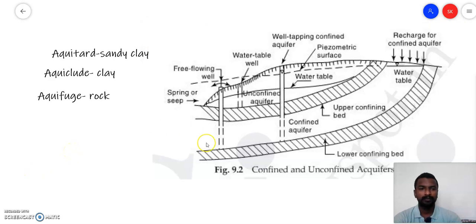Hello everyone. Last session we discussed the different types of aquifer: what is meant by aquifer, confined aquifer, unconfined aquifer, then what is piezometric surface, and then artesian well, springs and seeps. All these things we discussed last session. This session we will discuss the different properties of the aquifer, then what is perched water table, also influent stream and effluent stream. So all these things we will discuss in today's session.